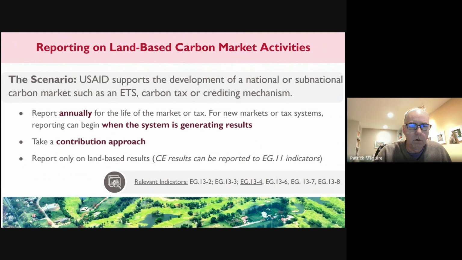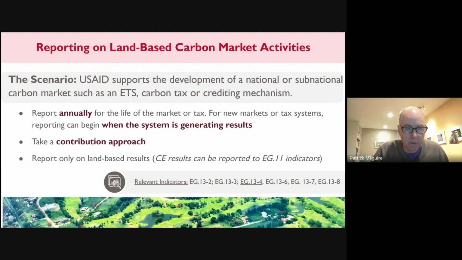And then we just wanted to go over two quick scenarios within carbon market activities, again, because there's increasing interest from missions to be working in carbon market space. But for the most part, a lot of these are the same concepts for other SL activities. So this first one is looking at USAID supporting the development of national or subnational carbon markets, such as an emission trading system or a carbon tax or crediting mechanisms. Same concept, reporting annually for the life of the market or the tax. For new markets or tax systems, reporting can begin when the system is generating results.